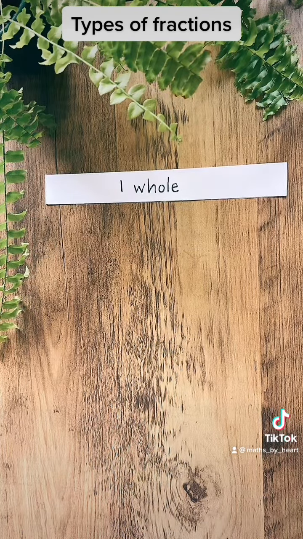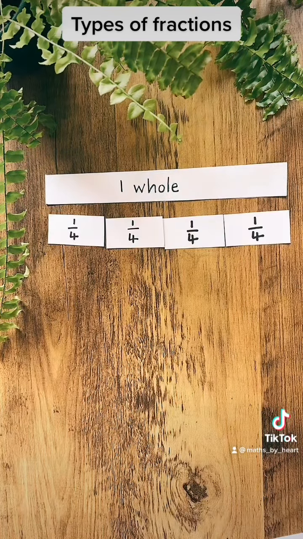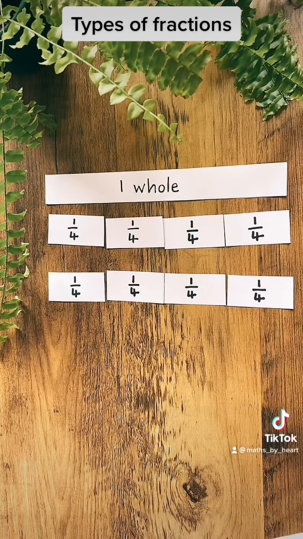When your child is happy working in halves, then you can introduce quarters. How would I make 1 whole in quarters? I would need 4 quarters. What about if I had 8 quarters? Well, 8 quarters would make 2 whole ones.